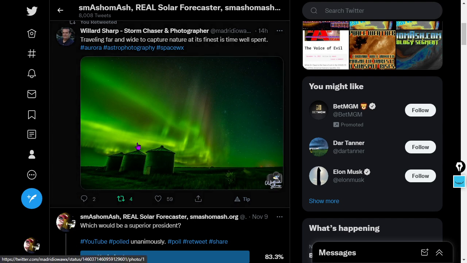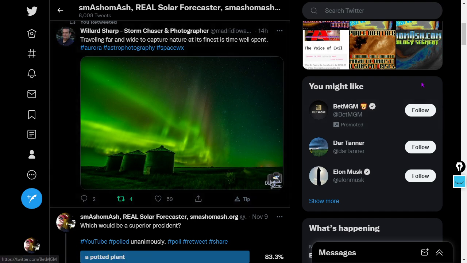And check out the stunning imagery here. Multiple green curtains rolling in from Willard Sharp, storm chaser and photographer. Shout out to Willard. Well done.